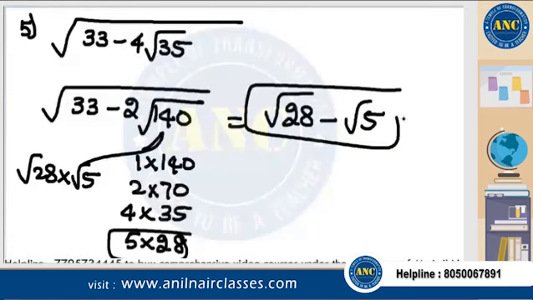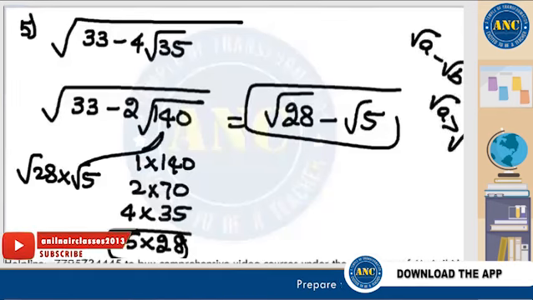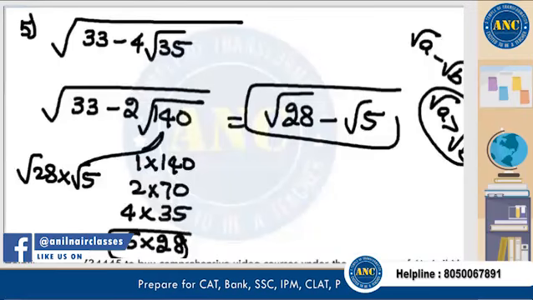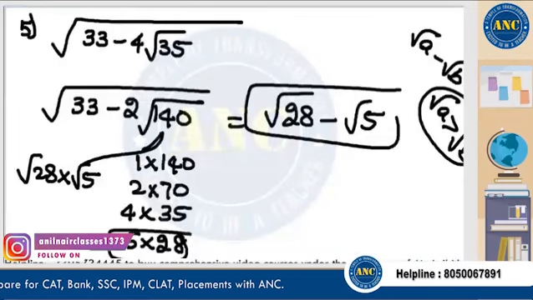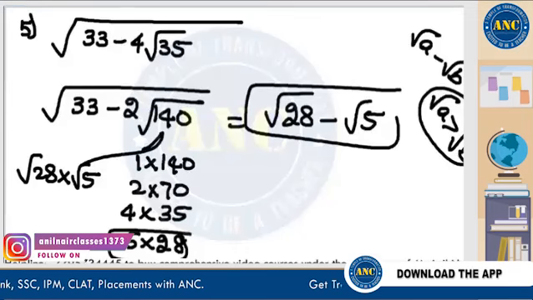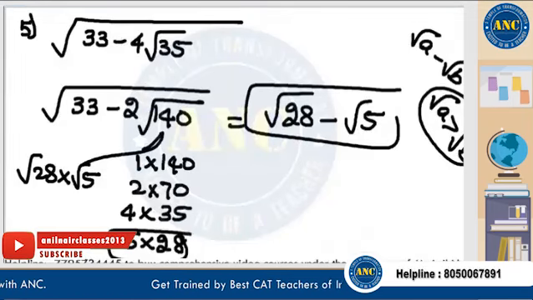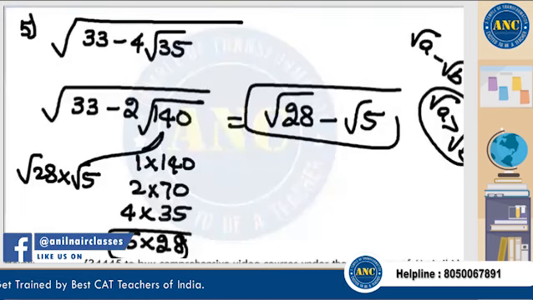Whenever you are writing it as root A minus root B, ensure that root A is greater than root B. Right? Ishwar, take 1 minus 2 root 3. Root 3 is 1.7, and 2 into 1.7 is 3.4. 1 minus 3.4, I will get a negative.